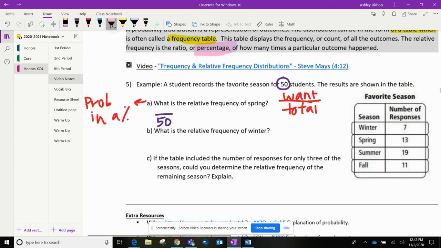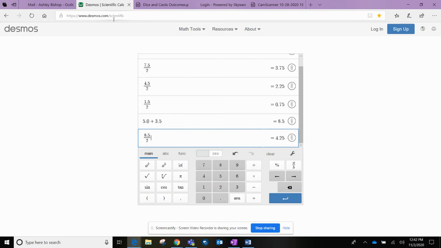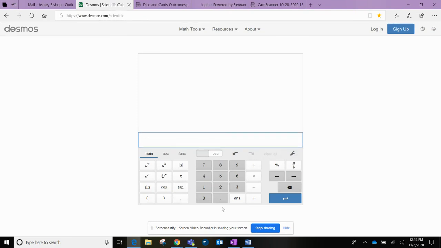And out of those 50 students, how many of them wanted spring? Well, I can just look right at the chart and I know that 13 out of 50 of them prefer spring. 13 out of 50 is not my answer though. Remember, we want our answer in a percentage. I'm going to show you how to get a percentage. 13 over 50 as a percent, your calculator will help you with. In order to find a percentage, I need to go to my calculator and figure out the decimal. 13 out of 50 is 0.26.